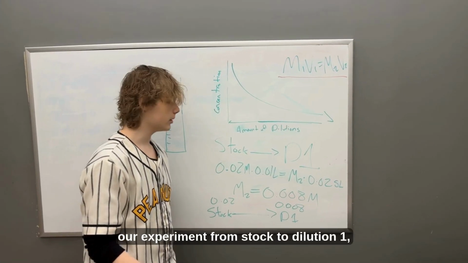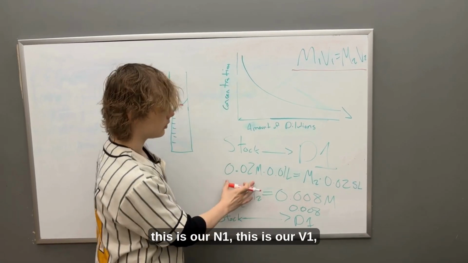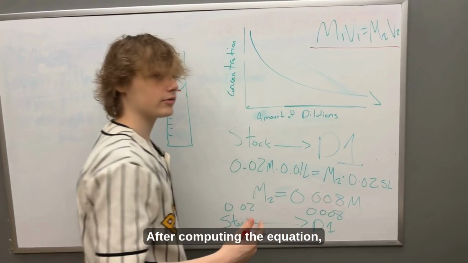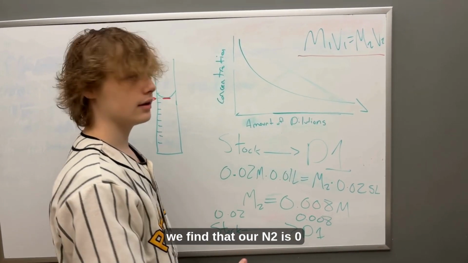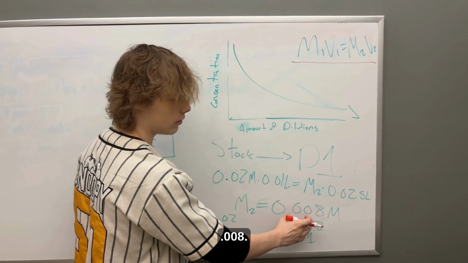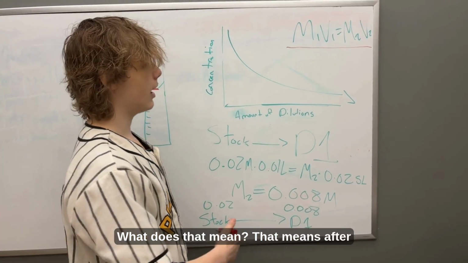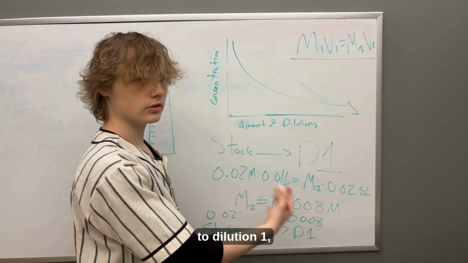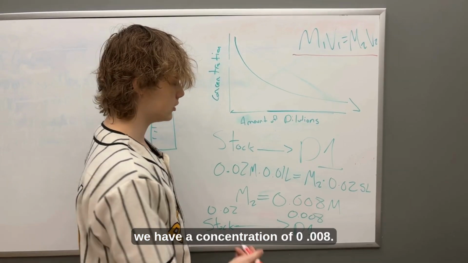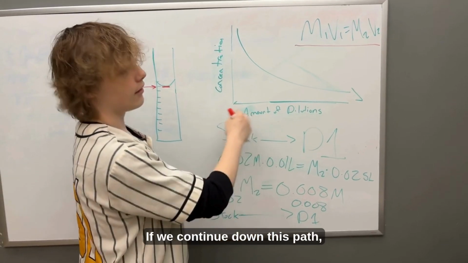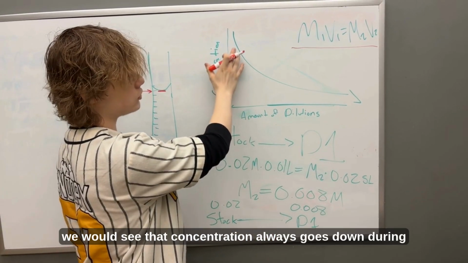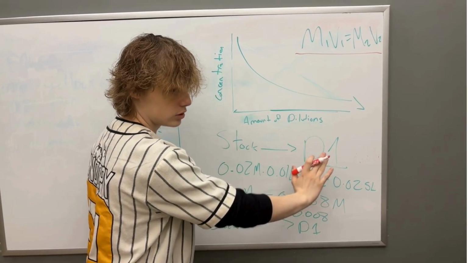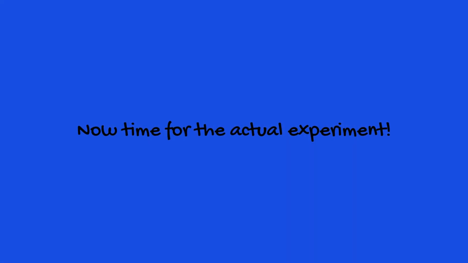In terms of our experiment, from stock to dilution 1, this is our M1, this is our V1, this is our M2, and then V2. After computing the equation, we find that our M2 is 0.008. What does that mean? That means after diluting the stock to dilution 1, we have a concentration of 0.008. If we would continue down this path, we would see that concentration always goes down during our more and more dilutions. Now time for the actual experiment.